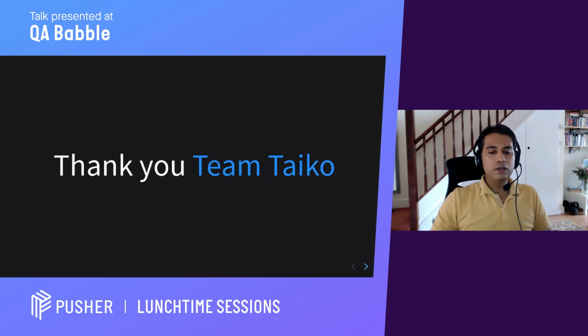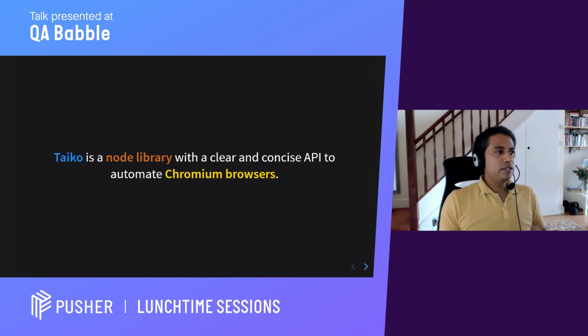So, what is Taiko? Taiko is basically a node library with a clear and concise API to automate Chromium browsers. So, it means any browser that runs on Chromium will be able to use Taiko for the browser automation.